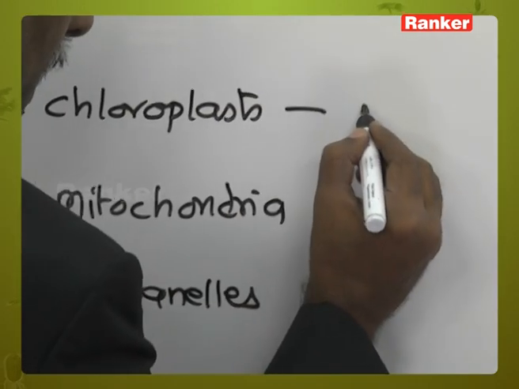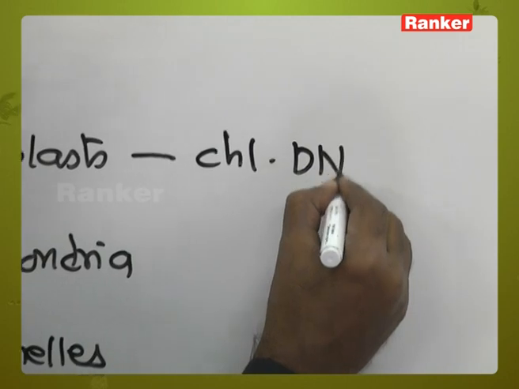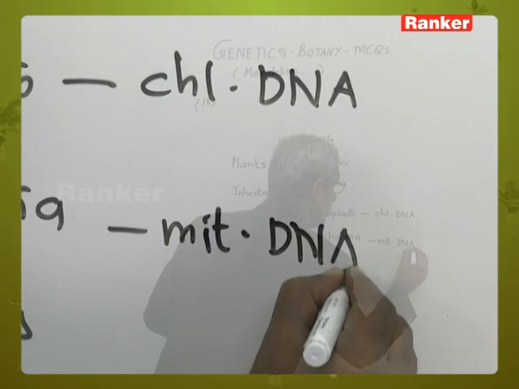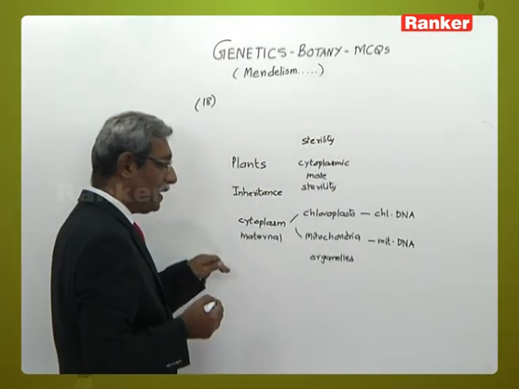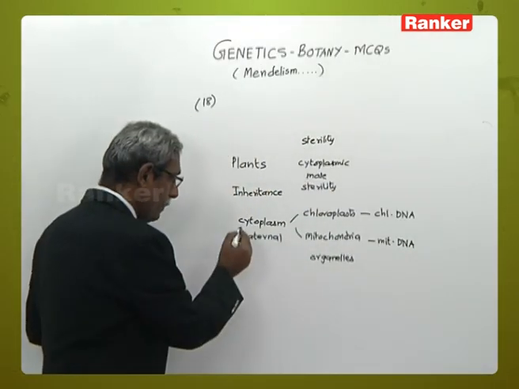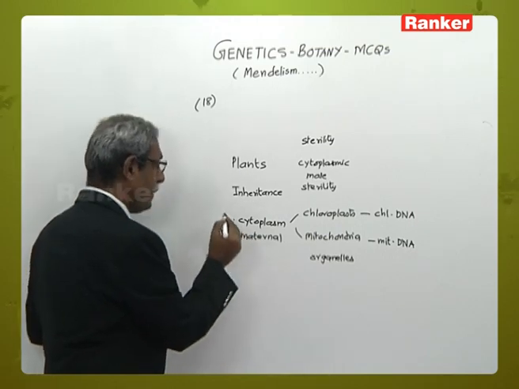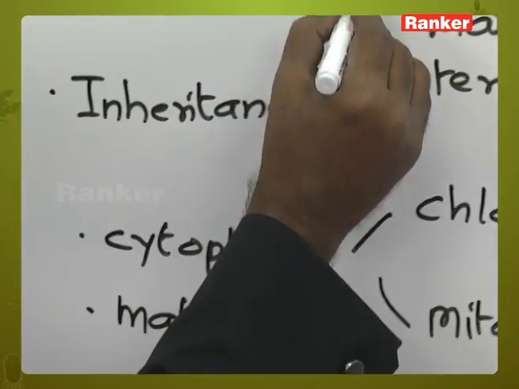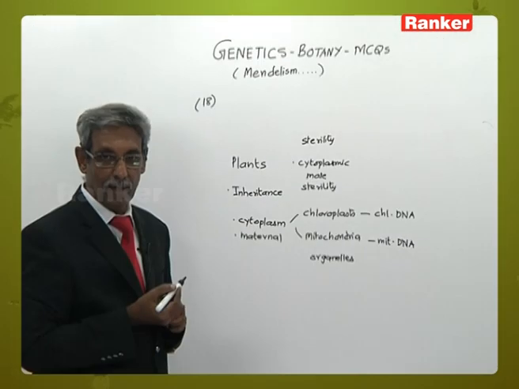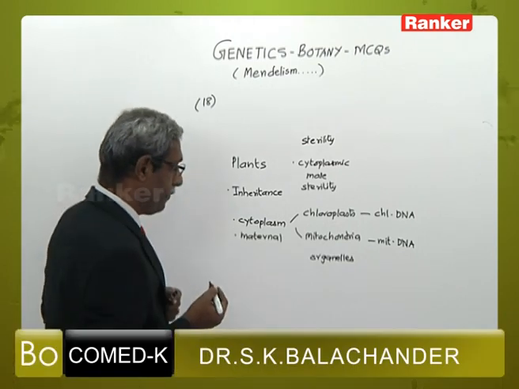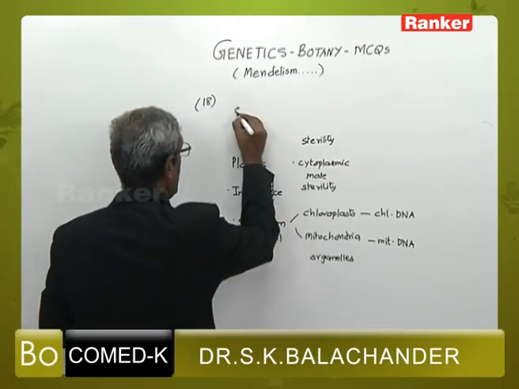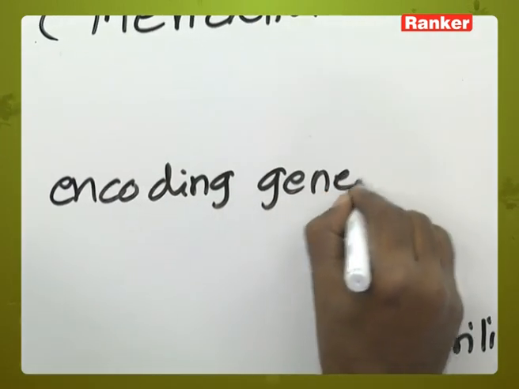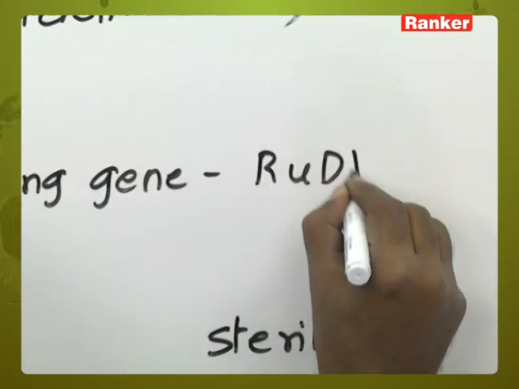The chloroplast and mitochondria have their own chloroplast DNA and mitochondrial DNA. So, a pattern of inheritance determined by the cytoplasm, or the maternal line, or through plastid inheritance, is termed cytoplasmic inheritance. During cytoplasmic male sterility, we have the encoding of the gene for ribulose diphosphate carboxylase in plants.